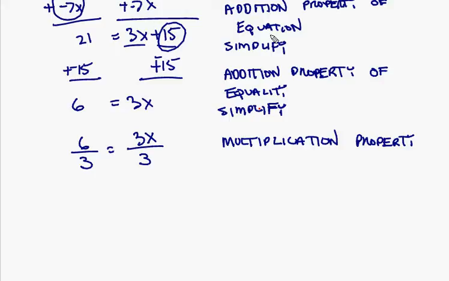So when you think of subtraction, you're really adding opposites. You're adding additive inverses. When you're dividing, you're really multiplying by the multiplicative inverse, so the reciprocal. So those are the properties that we use, addition and multiplication. Multiplication property of equality.